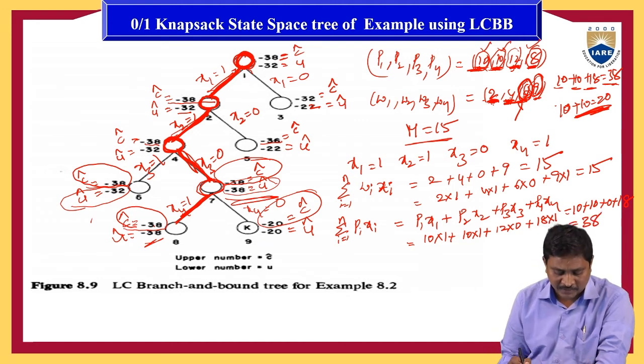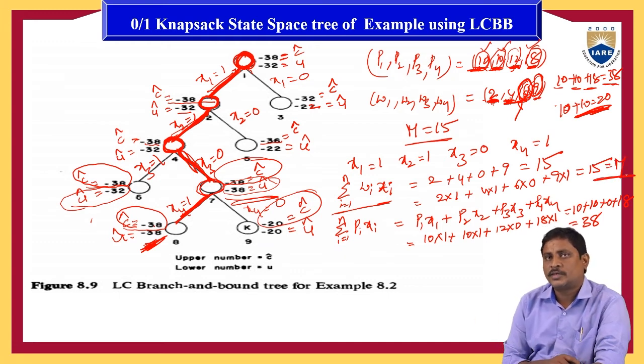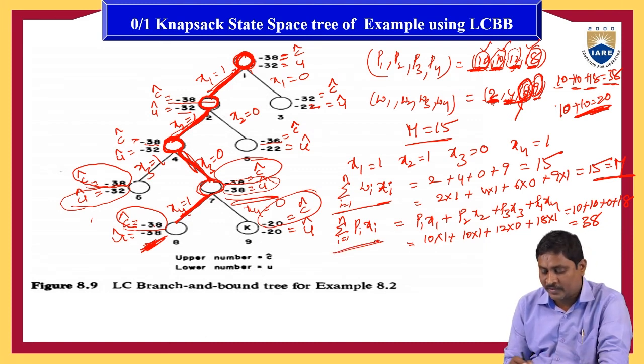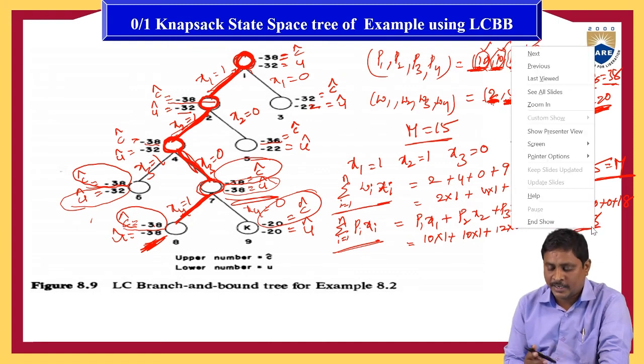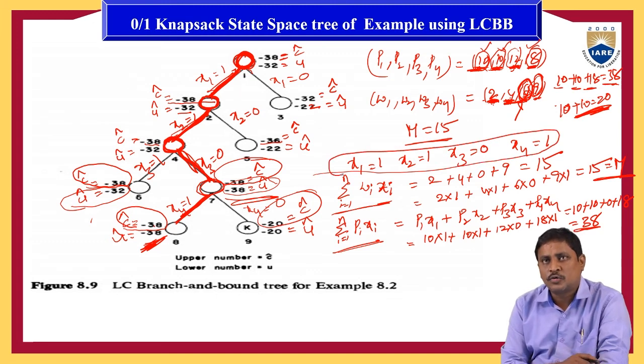So the maximum profit value is 38, and the corresponding weight value is 15, which is equal to the maximum weight value m. The maximum capacity of the bag is m. So here the maximum profit value of the 0-1 knapsack problem is 38. We find this maximum profit value by using this LC branch and bound, and the solution path or the solution constraints are x1 equal to 1, x2 equal to 1, x3 equal to 0, x4 equal to 1.